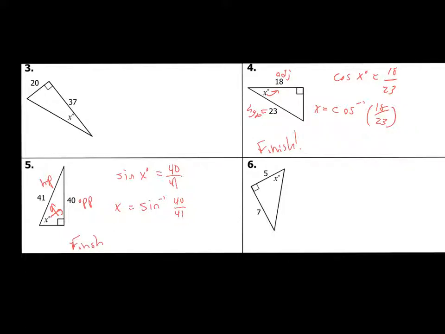The last setup here, looks like I've got an opposite side and an adjacent side. So it looks like number 6 is going to be tangent of x degrees is equal to opposite, which is 7, divided by 5. So x should be equal to my inverse tangent of 7 divided by 5. Okay, and that's it. So why don't you go ahead and press pause and finish all these problems. Okay, so you're going to finish 6, 4, and 5.